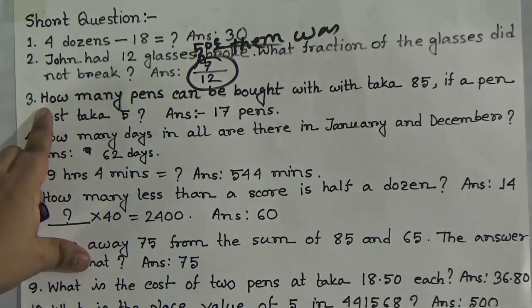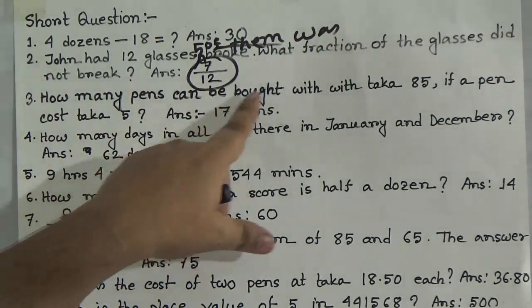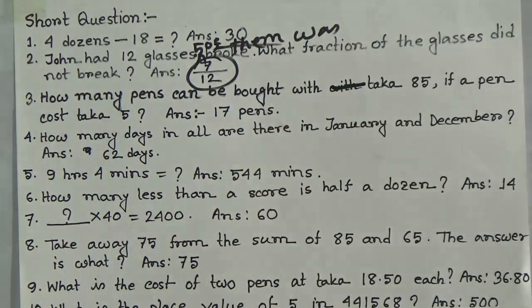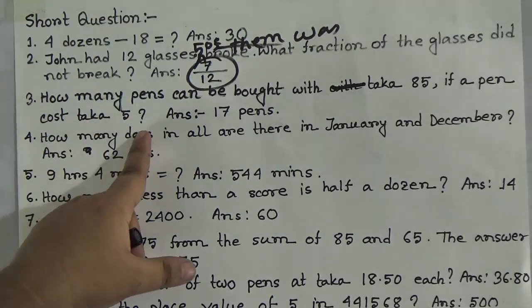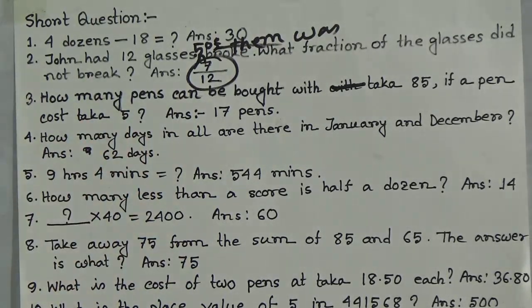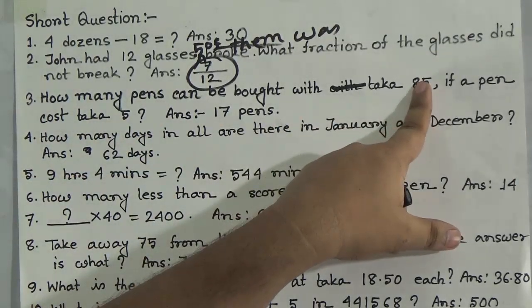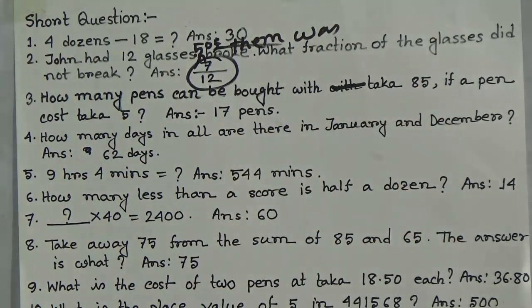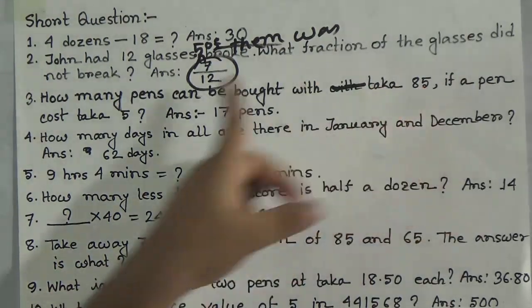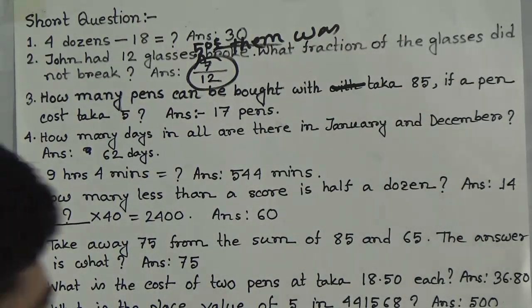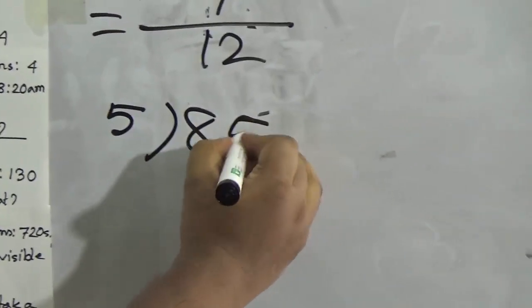Number 3 question. How many pens can be bought with taka 85? If a pen costs taka 5, that means the price of one pen is 5 taka. So in 85 taka we can find how many pens. So we divide this 85 by 5 and we get the number of pens.